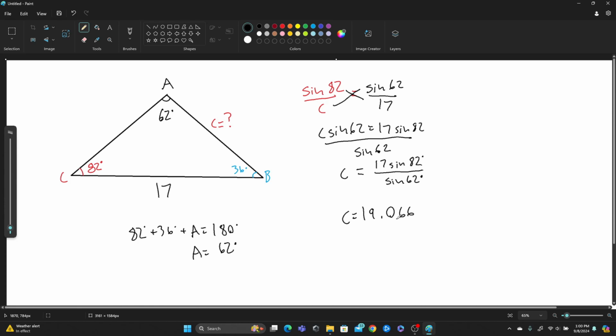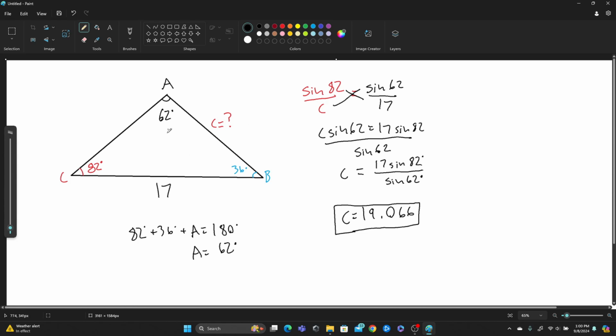And remember, it's always probably your best bet to round to the nearest thousandth. So this is our final answer because that's what they're asking for. Side C is equal to 19.066. And we can do the same method of checking it again. So this time we only have one other ratio to compare it to, but that's okay.